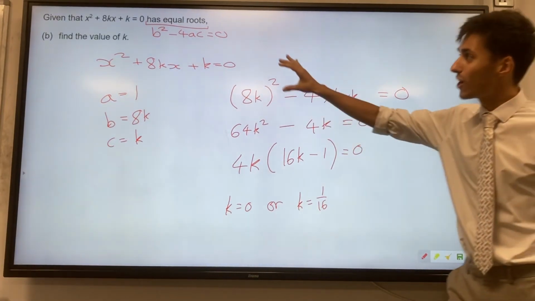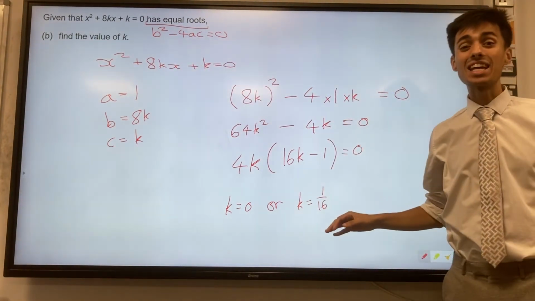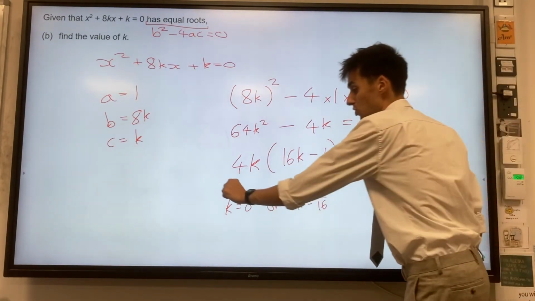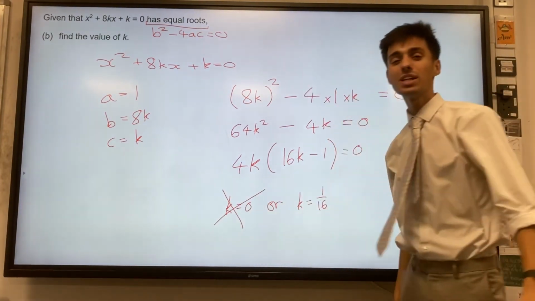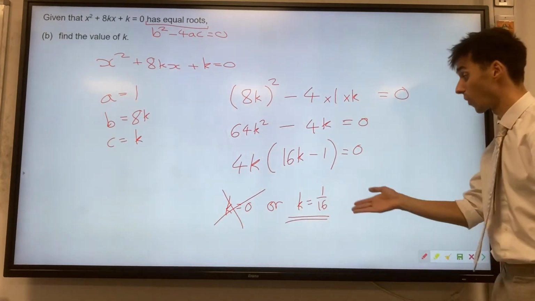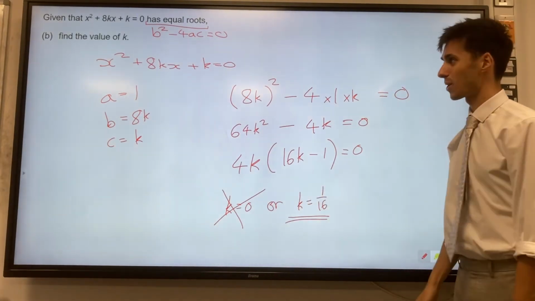Because actually earlier I left it off here, but we did get told that k is a non-zero constant. So actually this solution k equals 0, we need to forget about and only take k equals 1/16. So watch out for those kinds of details again in these questions.